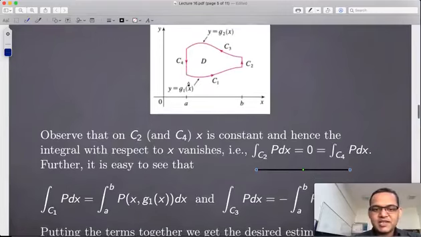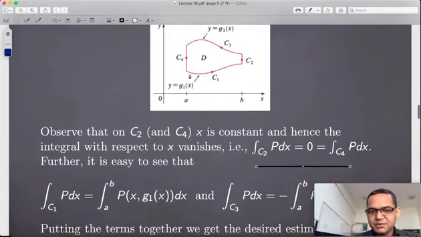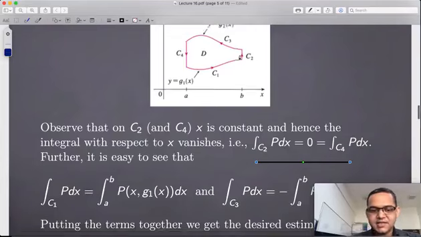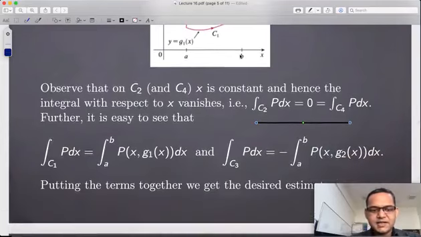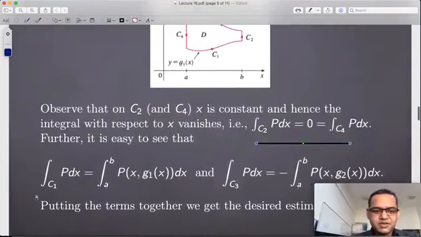Okay, so what is left for you? Consider this integral and consider this integral. But you have to be a little bit careful. This curve has a positive orientation, but this curve, because we are just talking about along this curve, is going from b to a. So this is a negatively oriented curve. So you have to be a little bit careful. Okay, so let me do it.